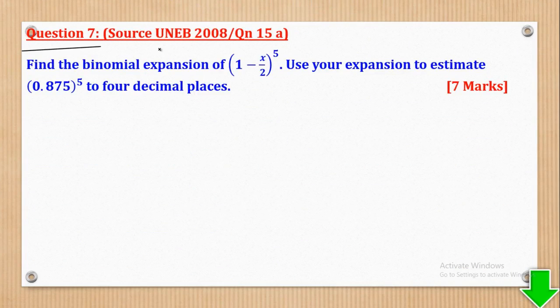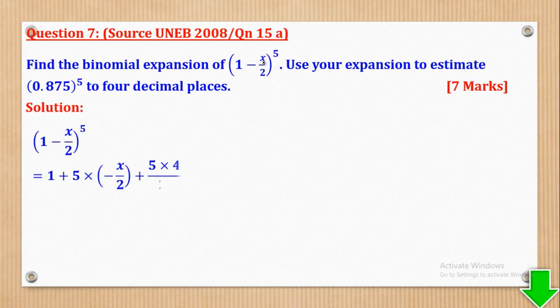Then now we shall go to question 7, which came from UNEB 2008 paper 1 question 15a, and says find the binomial expansion of this, use your expansion to expand this to 4 decimal places. Now here they have not given you up to which term to end, because the power is a positive integer. Therefore you are going to expand up to this very power, which is x power 5, and you don't need the approximation sign. You will have to use the equal sign.